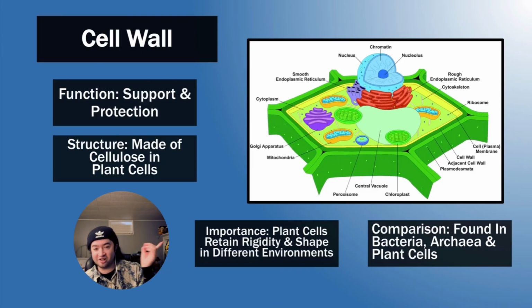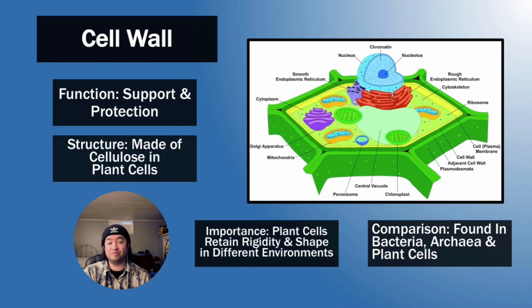So in the picture, the cell wall, you can see it's surrounding the plant cell, and it's a darker green color. And again, it just gives everything extra support and protects things from the outside environment. Cell walls are in bacteria, and in our plant cells, of course, and in archaea.